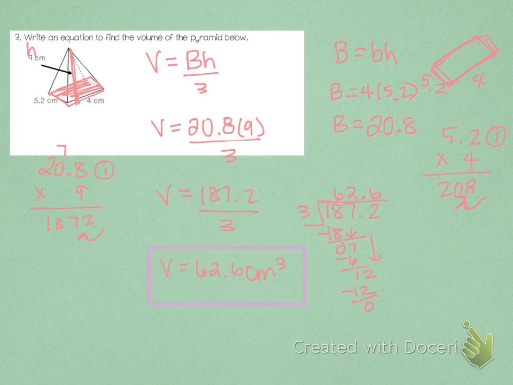Okay, and so 20.8 times 9 equals 187.2, and then 187.2 divided by 3 is 62.6 centimeters cubed. Okay, make sure you ask any questions that you may have.